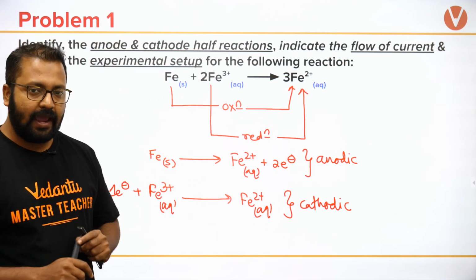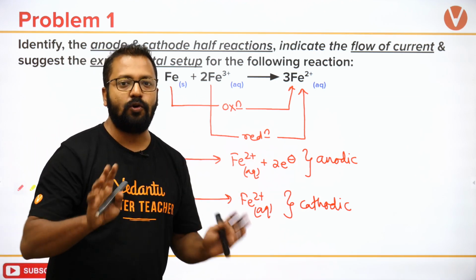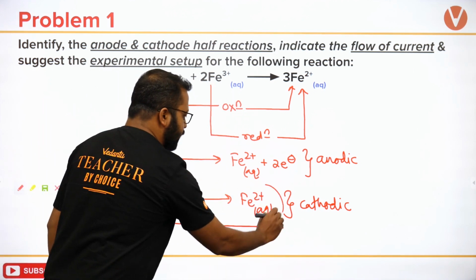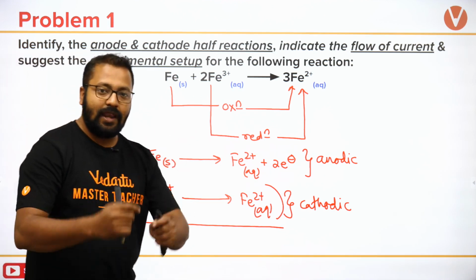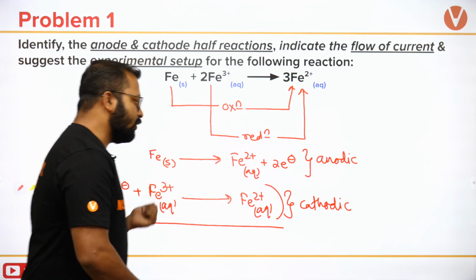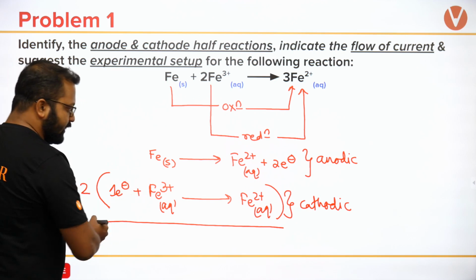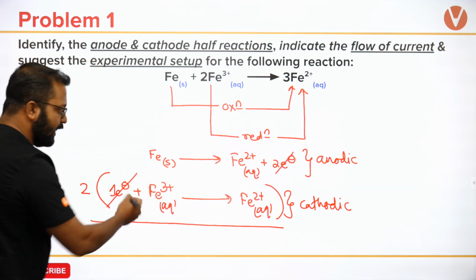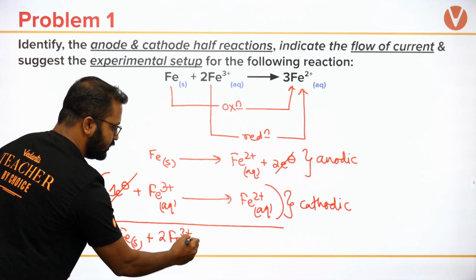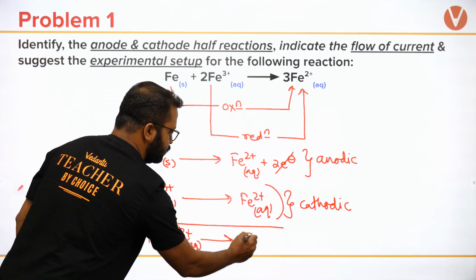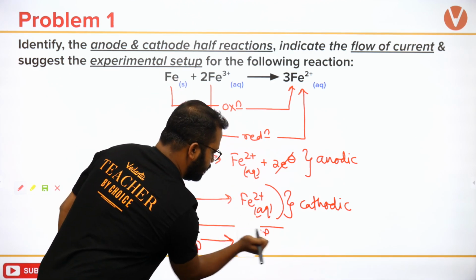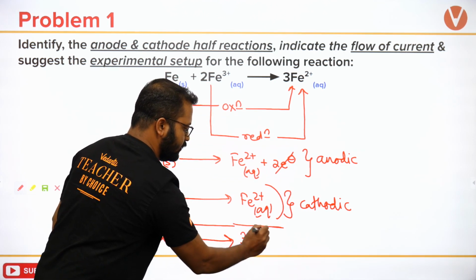Whenever you write the overall reaction, we make the existence of electrons zero. That means I will add both of them and multiply one equation with a number so that the electrons get cancelled out. Free electrons do not exist, so I'll cancel out the electrons. So I have to multiply it with 2. In that case, this will cancel out, and what will I have? Fe solid plus 2 Fe3+ aqueous changes into 3 Fe2+ aqueous.